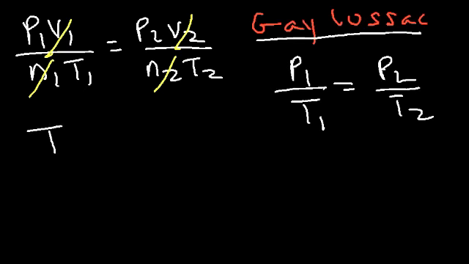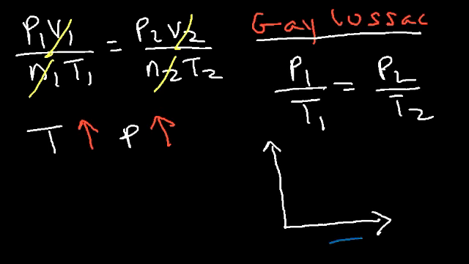So as you increase the temperature, the pressure of a gas will increase proportionally. And so if you were to plot the temperature on the x-axis and the pressure on the y-axis, you would have a direct linear relationship, just like Charles' law. So if you double the temperature, the pressure will double. If you triple the Kelvin temperature, the pressure will triple as well. And so that's the main idea behind Gay-Lussac's law.